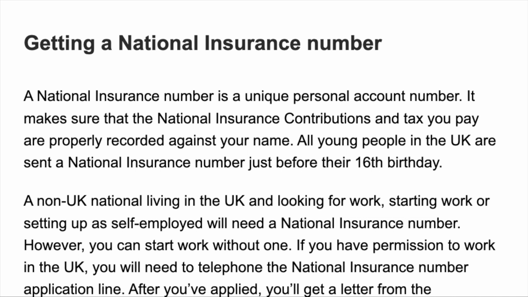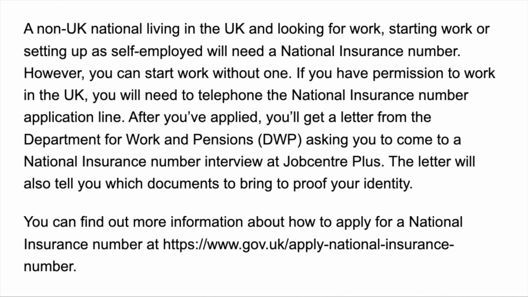Getting a National Insurance number. A National Insurance number is a unique personal account number. It makes sure that the National Insurance contributions and tax you pay are properly recorded against your name. All young people in the UK are sent a National Insurance number just before their 16th birthday. A non-UK national living in the UK and looking for work, starting work or setting up as self-employed will need a National Insurance number. However, you can start work without one.